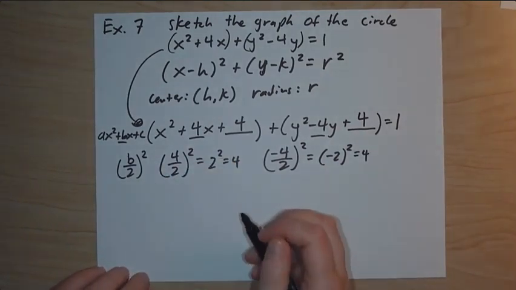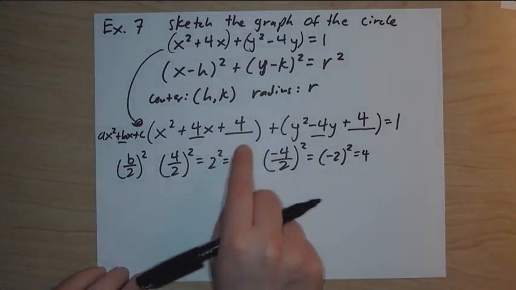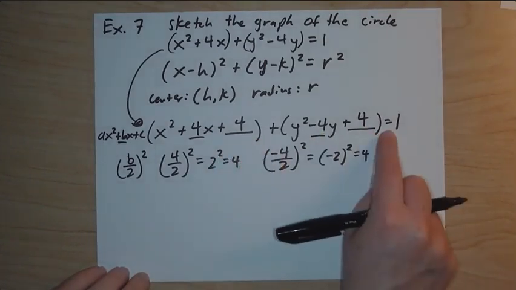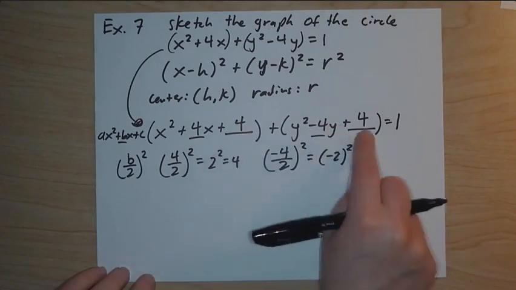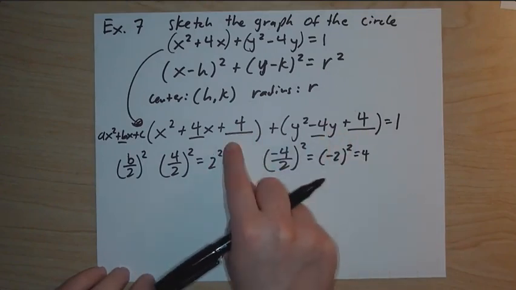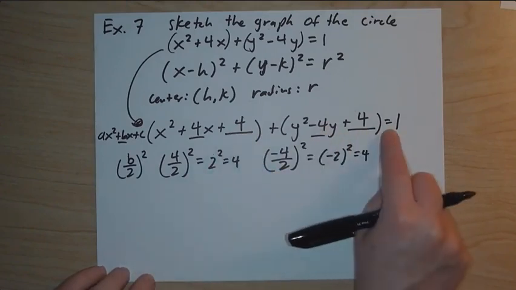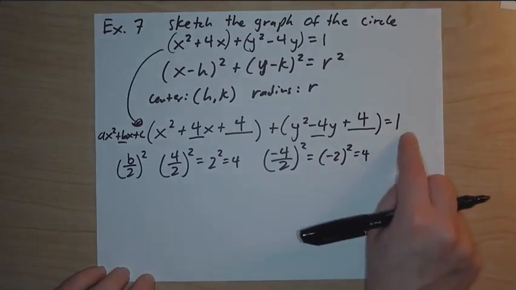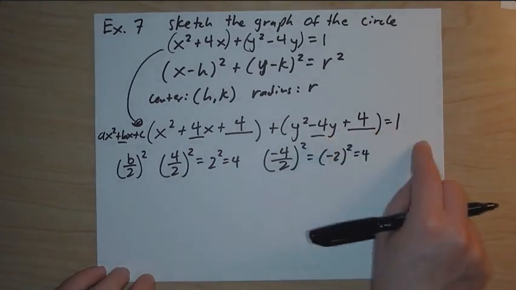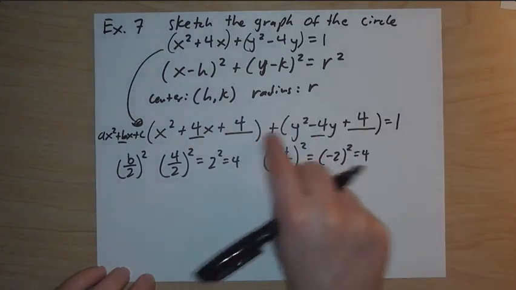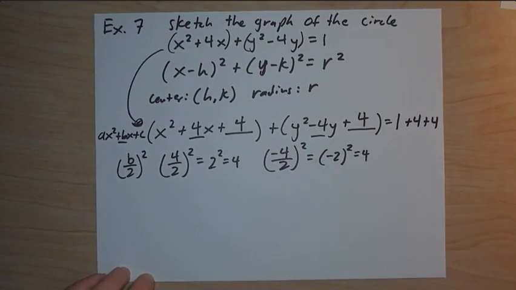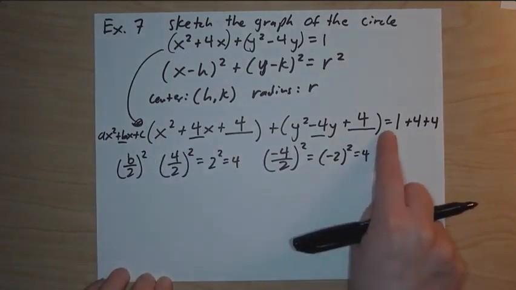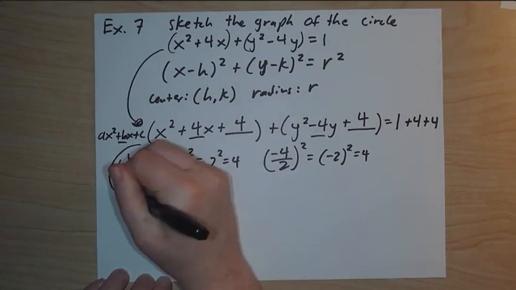So before we do anything else, however, we need to realize that we have an equation, which means our left-hand side needs to be the same as our right-hand side. We just added two numbers, 4 and 4, to our left-hand side. If we want this equality to remain equal, everything we do to the left-hand side, we need to do to the right-hand side. So if we add 4 and 4 to our left-hand side, we need to add 4 and 4 to our right-hand side as well, so that this equality remains true.